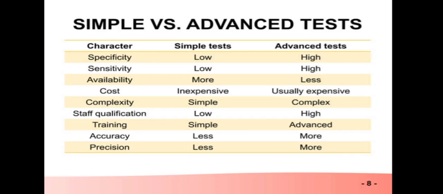Okay. Specificity, sensitivity, availability, cost, complexity, staff qualification, training, accuracy and precision. These are the characteristics that differ between the simple test and the advanced test. All these things are low in the simple test, and in the advanced test they are high, and usually they are expensive and complex. So this is the difference between the two.